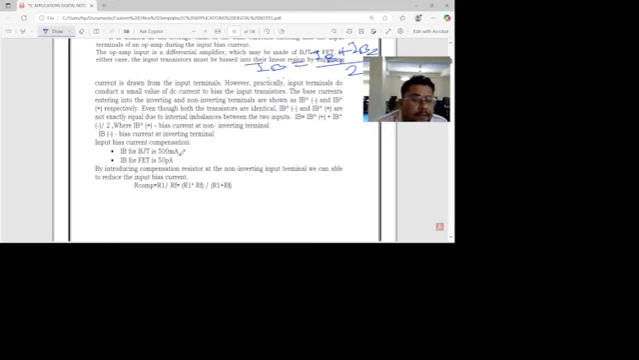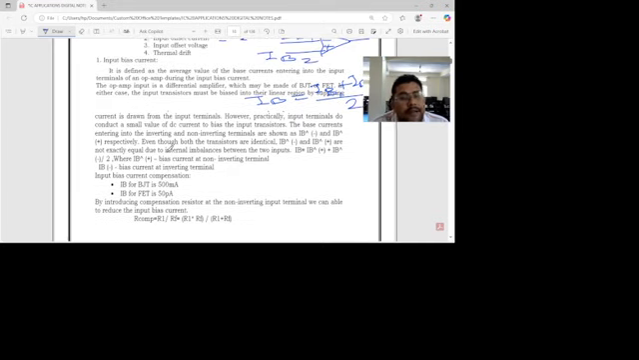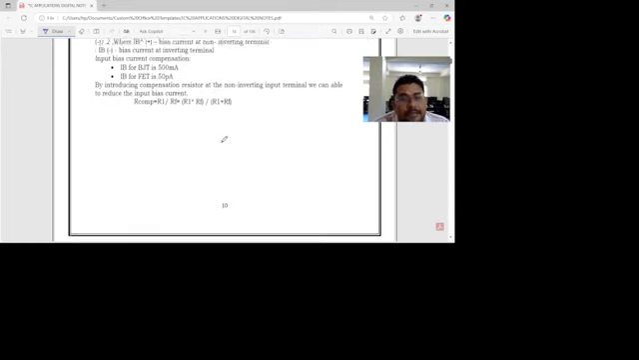Some values: the input bias current in the case of BJT is approximately 500 nanoamperes. In the case of FET it is very small, approximately 50 picoamperes. So when we design the op-amp using FET, the bias current is about 50 picoamperes, and for an op-amp designed using BJT, the bias current is approximately 500 nanoamperes. By introducing a compensating resistance at the non-inverting terminal, we can reduce the effect of the input bias current.